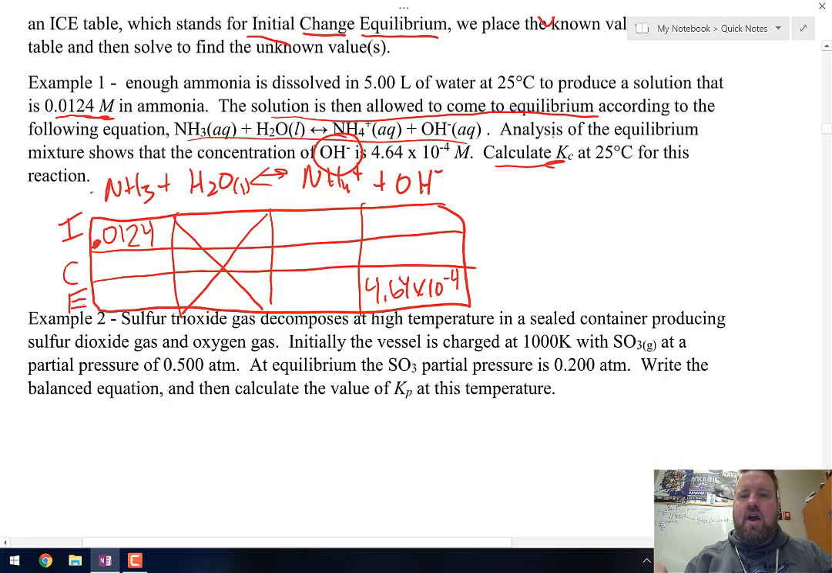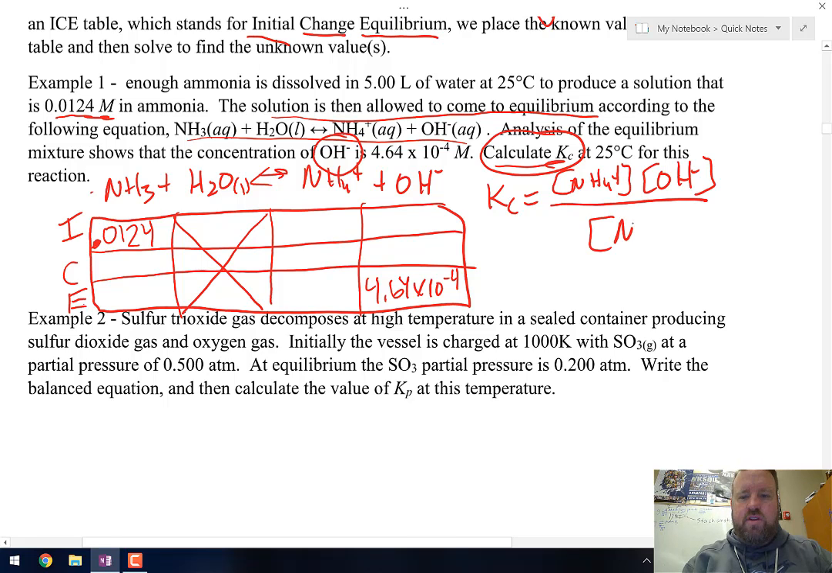And then it says calculate the equilibrium constant at this temperature. Now, in order for me to calculate Kc, I know that Kc is going to equal the concentration of NH4 plus times the concentration of OH minus over the concentration of NH3. Remember, you leave out the water because it's a liquid.